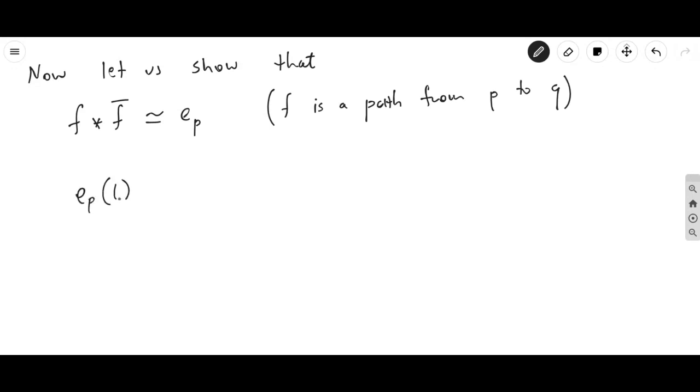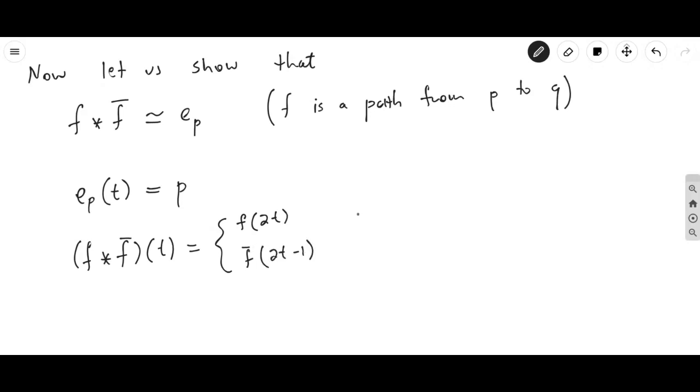So EP of t is just a constant path. That's not very interesting. But f juxtapose f reverse at t is going to be given by piecewise conditions. The first one is going to be twice as fast. So this is f of 2t, for t between 0 and a half. And the second one is the reversal path 2t minus 1, for t between 1/2 and 1.